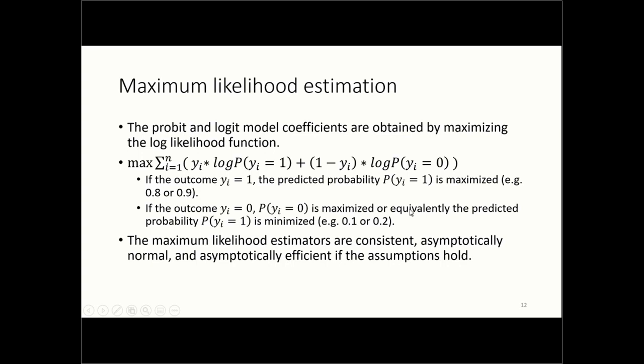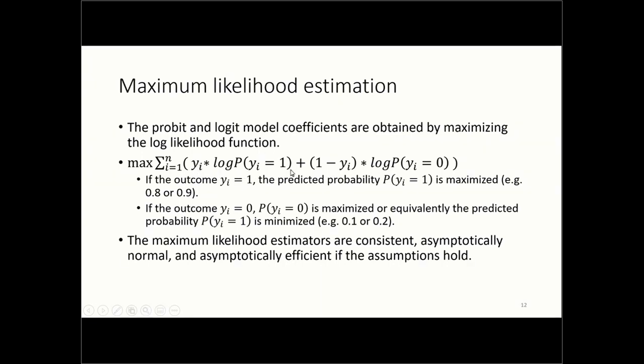the probability of y equals 0 should be maximized, or equivalently, we want the predicted probability P of y equals 1 to be minimized. So what we would want is that probability of y equals 1 to be a very small number, like 0.1 or 0.2, definitely less than 0.5. And so this would also be maximizing this function. So if we maximize this function, what we want is, if y is equal to 0, we want this number to be as high as possible. So basically, the probability of y equals 1 to be as small as possible.